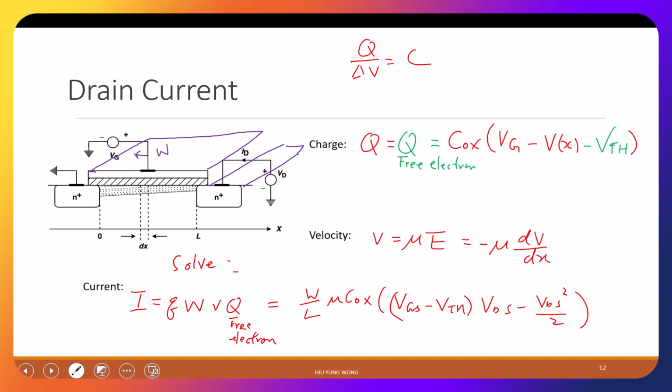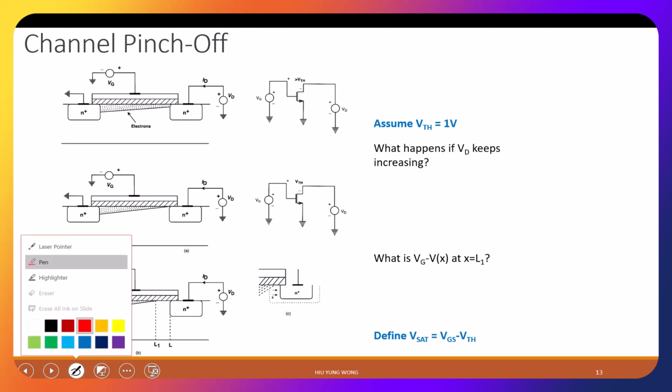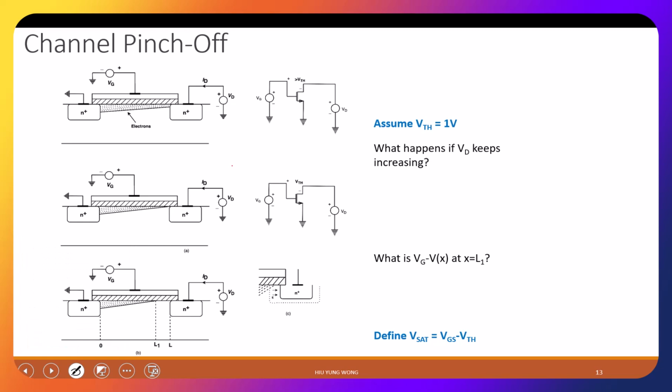So we're done with the so-called linear mode, right? Let's go to see what happened to pinch off. So what I'm going to do is that I will start increasing. First of all, I assume the threshold voltage is 1 volt. And at the beginning, I have the gate at 2 volts, the source at 0 volt, and then we start with the drain at 0.5 volt.